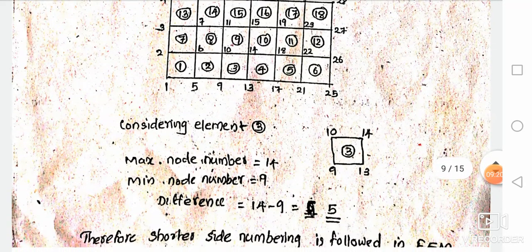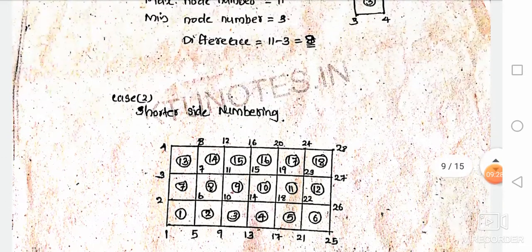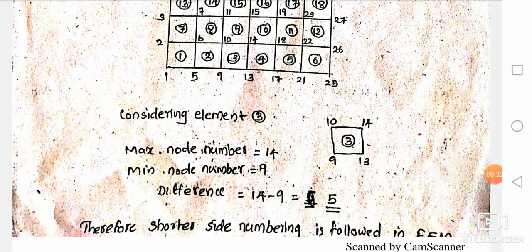The difference is 5. We know the condition: maximum node number minus minimum node number is equal to minimum. So in longer side numbering we get 8 and in shorter side numbering we get 5. So 5 is the minimum value. So we take the shorter side numbering in the finite element method.